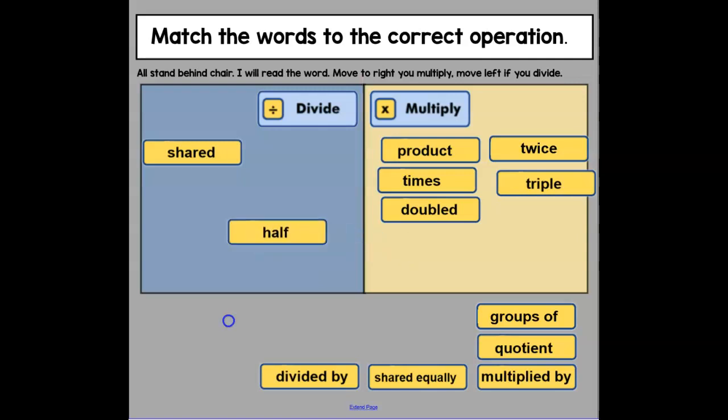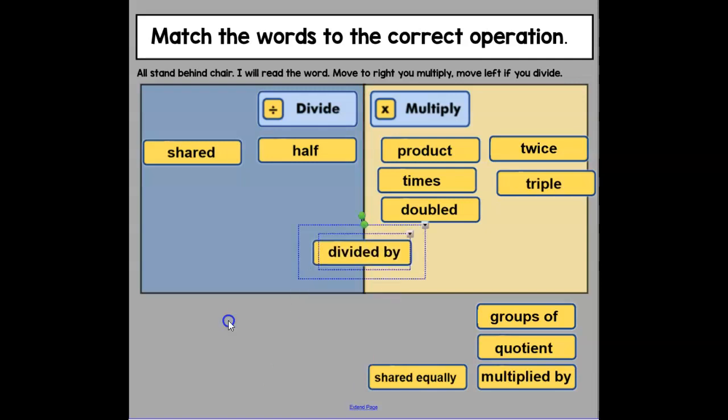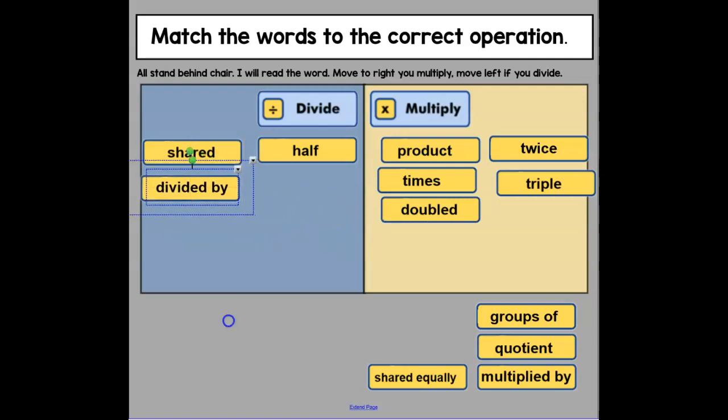This one's kind of tricky. For us, we're going to be dividing it in 2 equal pieces. Or you could think of it as multiplying by 1/2, but we don't really know how to multiply fractions yet, so we're going to think about dividing it into 2 equal parts. Okay? What about divided by? Move right or left. It even has the word divided in there, so it's going to be division.